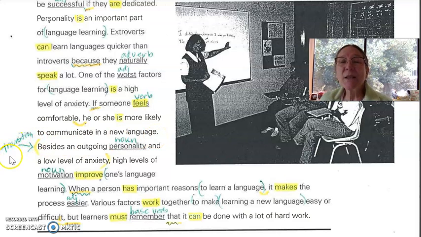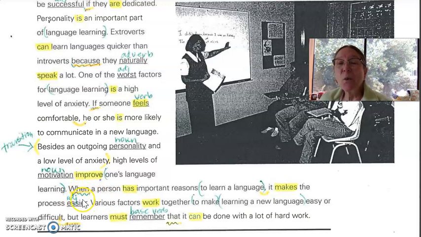Here's a transition. This is what I really wanted to show you, because we've been talking about transitions. Besides an outgoing personality and a low level of anxiety, comma, what a lovely transition between extrovert personality and anxiety affecting language learning. You say, besides this and that, and then you introduce your third idea. High levels of motivation improve language learning. And then I imagine this person's going to keep writing about a high level of motivation.